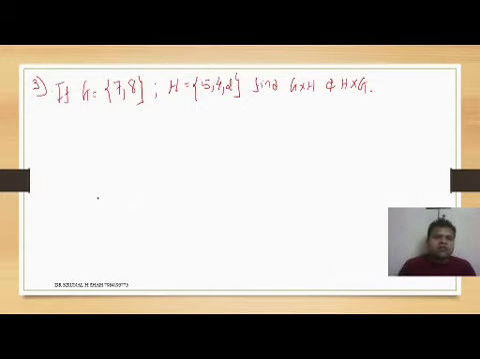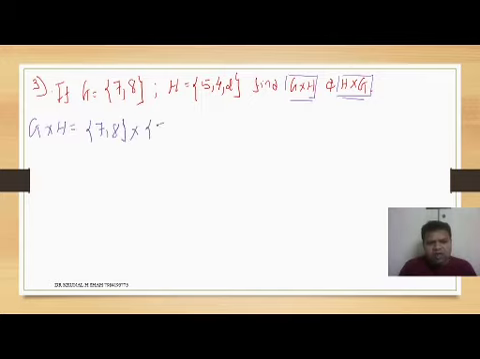Okay, let's start with the next, number 3, the third sum. Here 2 sets are already given. If G equals 7, 8 and H equals 5, 4, 2, find G cross H and H cross G. What I need to find is the first one, G cross H, and the next one, H cross G. That means these are the Cartesian products that you already studied in the 9th standard, which we are going to revise here. G cross H equals 7, 8 cross 5, 4, 2.